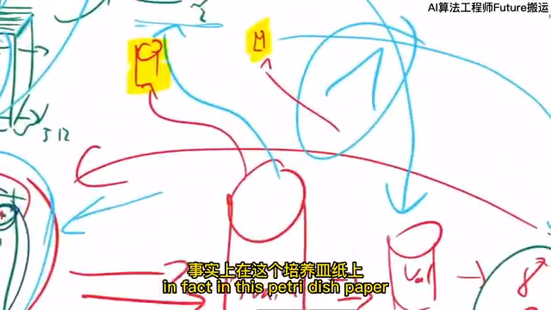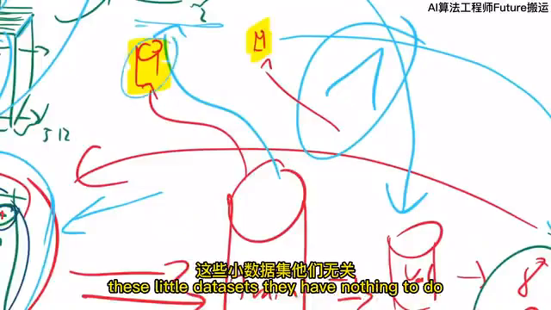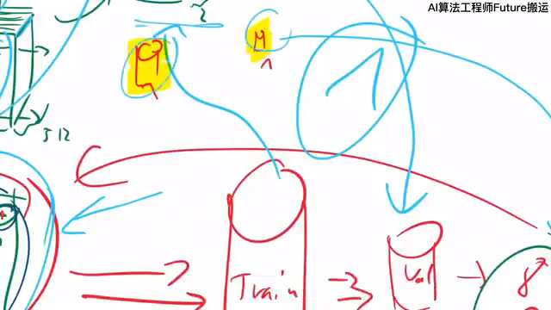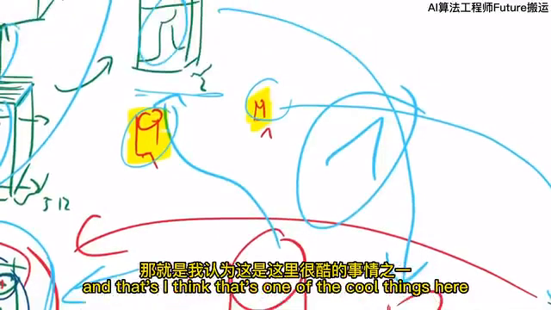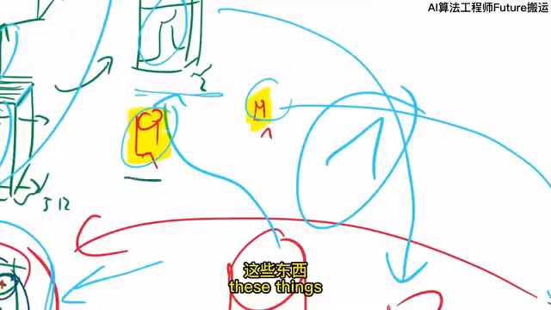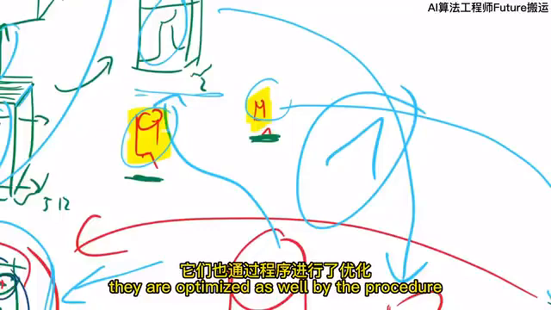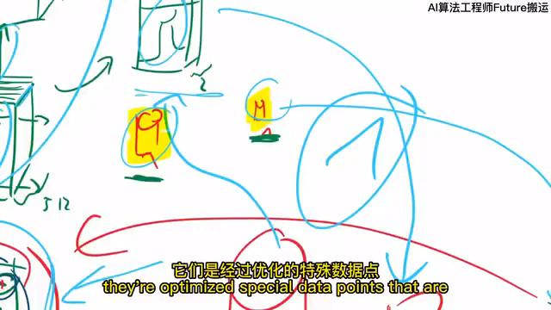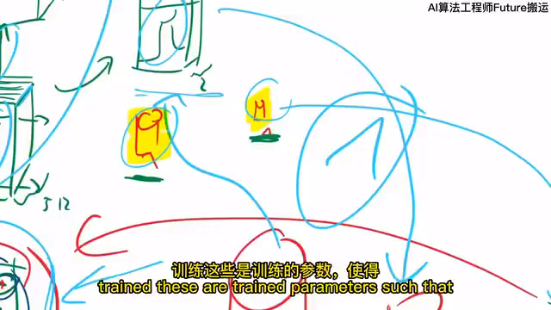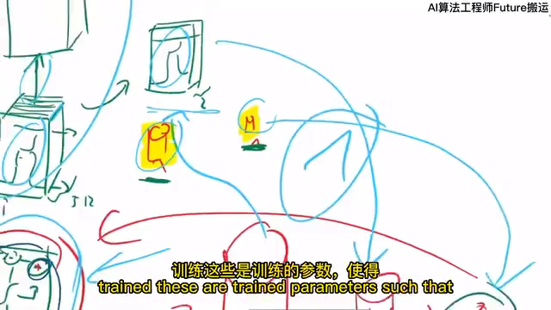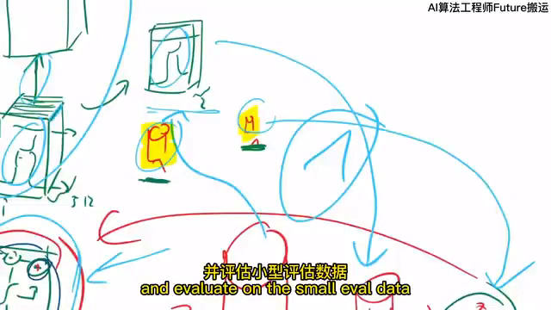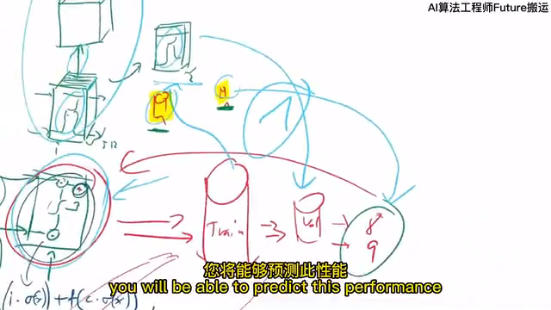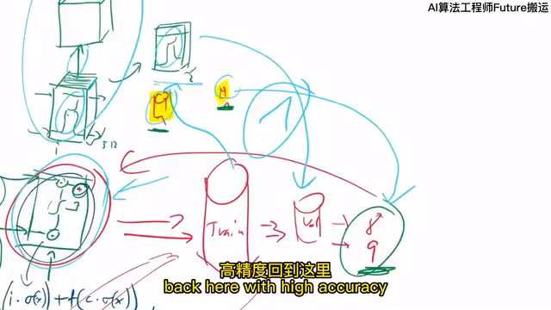In fact, in this Petri dish paper, these little data sets have nothing to do with the original train and validation data. And I think that's one of the cool things here. This training data and this validation data are optimized as well by the procedure. They're optimized special data points that are trained. These are trained parameters such that if you train on the small training data and evaluate on the small eval data, you will be able to predict this performance back here with high accuracy.